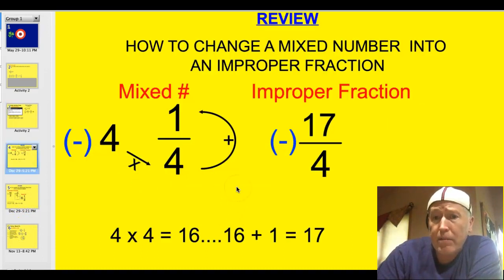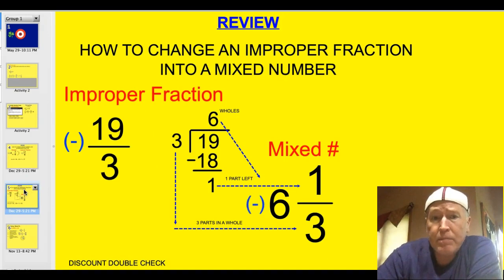Just a real quick review here. Again, how to make a mixed number into an improper fraction. Multiply down, add the top. 4 times 4, 16, plus 1, 17/4. Carry the negative if there's a negative there, so it's a negative 17/4.